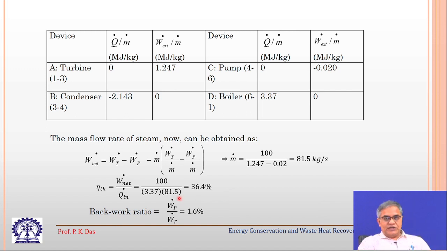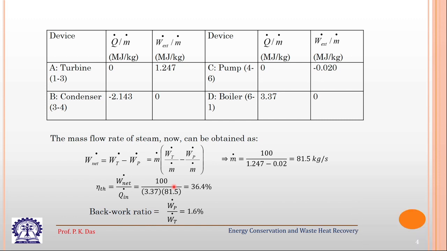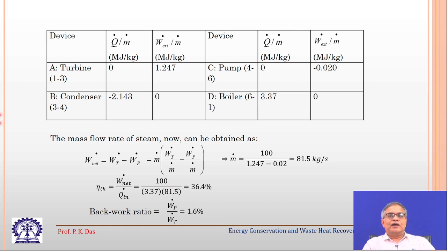Back work ratio is the ratio of pump work divided by turbine work. So, we have calculated all these things, and back work ratio gives 1.6%. Again, these numbers are of interest, because you see this is very small. So, in many cases we neglect this work. Of course, here we have calculated, there is no question of neglecting, particularly if the boiler pressure is low. Then we can neglect the pump work, and neglecting pump work gives us a little bit quicker calculation of the efficiency. So, with this we have completed this particular example.